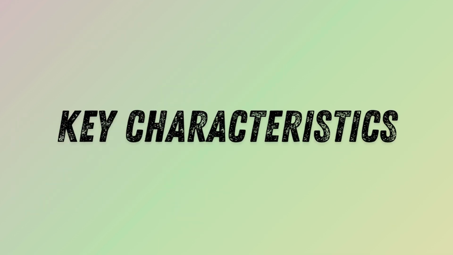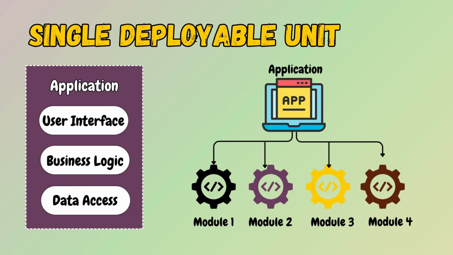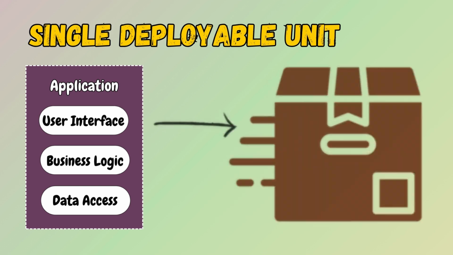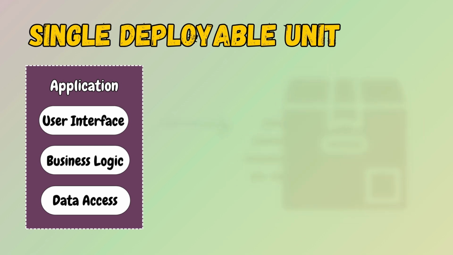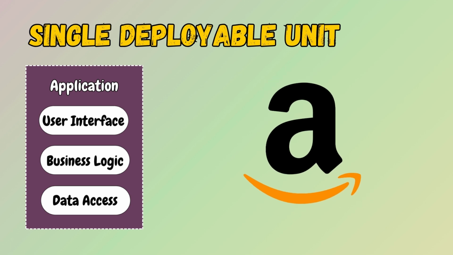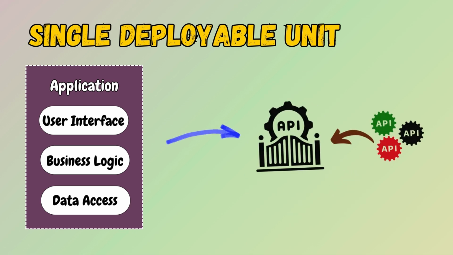Key characteristics. Single deployable unit means that the entire application, including its various components and functionalities, is packaged and deployed as a single unit. Any updates or changes to the application require deploying the entire monolith. In its early days, Amazon relied on a monolithic architecture, deploying everything, front end, back end, database, and more, as one unit. However, later on, Amazon shifted much of its code base to microservices architecture.